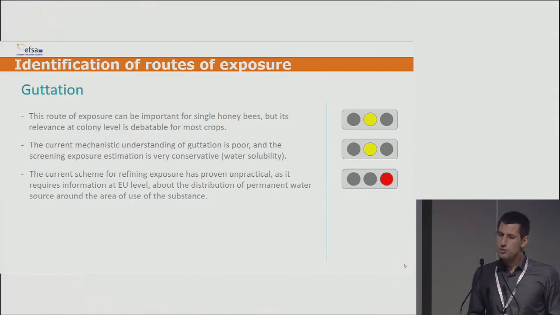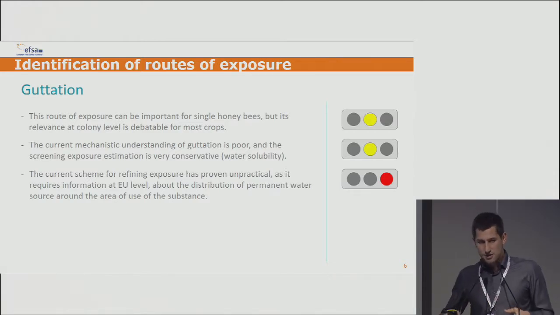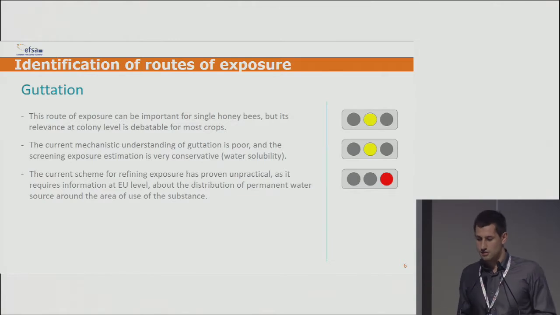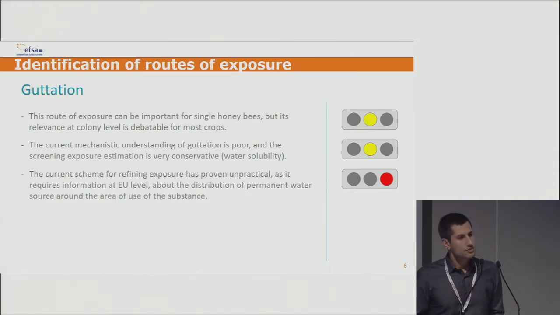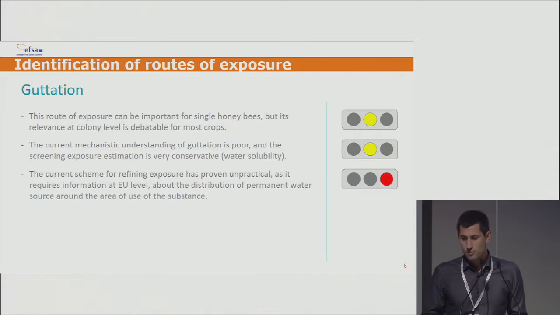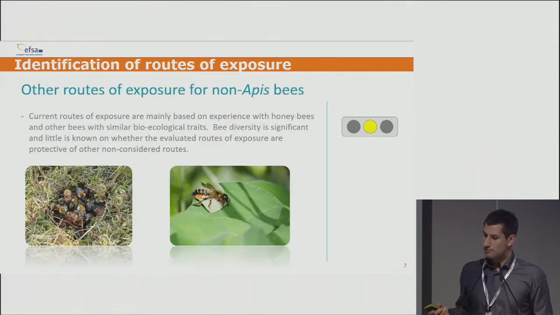There's also quite a poor understanding of the mechanism behind guttation. The substance is basically taken up via the roots, transported up through the plant, and then it's available in the water that is leaving the plant. But at the moment, the assessment we made is really just a screening based on water solubility, which of course is very rough. And once again, the current scheme for refining this has proven impractical due to the amount of information that one needs to collect.